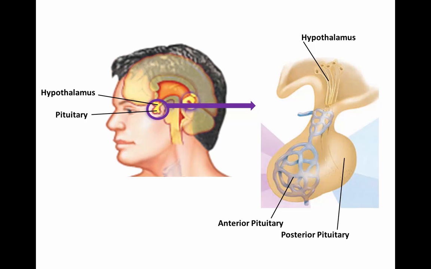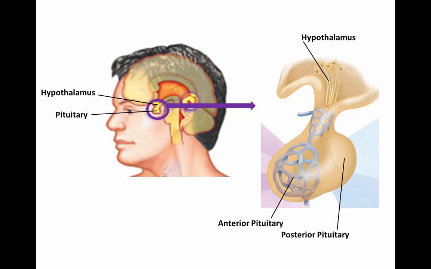The pituitary gland is really two glands. The anterior and posterior pituitaries act separately from one another under the control of the hypothalamus. We sometimes refer to the pituitary as the master gland because many of the hormones released stimulate other glands to release their hormones.